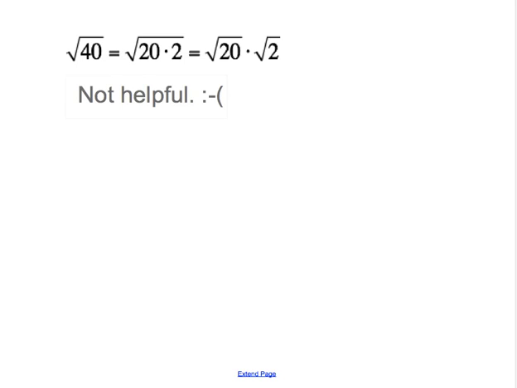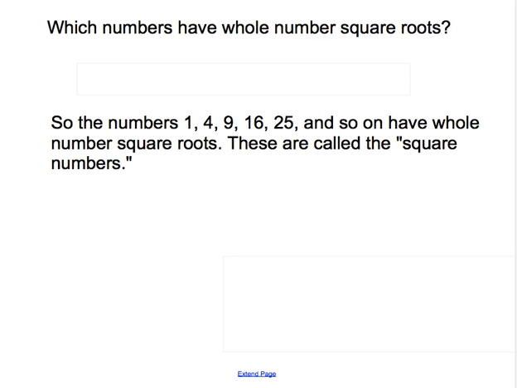Let's look at this one. Square root of 40. I could split that up into square root of 20 times 2, square root of 20 times the square root of 2. But neither of those has a whole number square root, so this was not helpful. We want to think about square numbers. So which numbers do have whole number square roots? We can do that by squaring whole numbers. 1 squared is 1, 2 squared is 4, 3 squared is 9. So those numbers 1, 4, 9, 16, and 25 have whole number square roots. Those are called the square numbers.